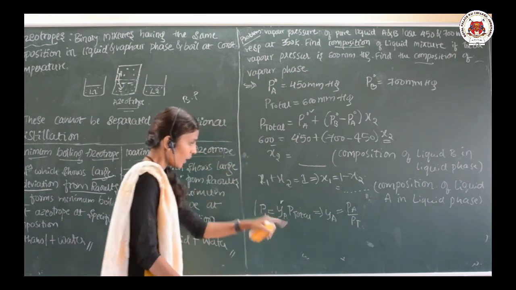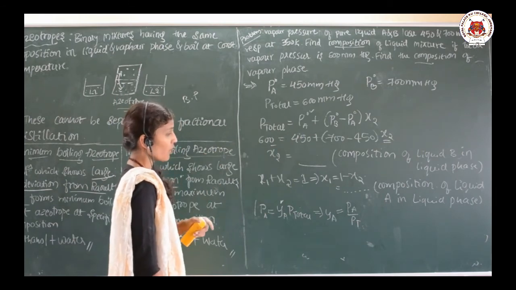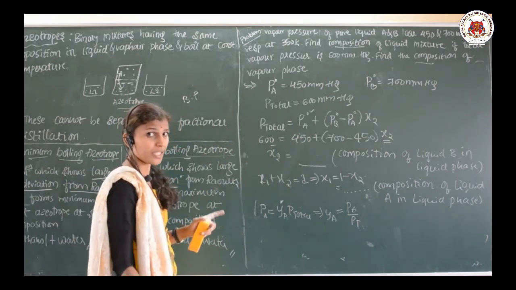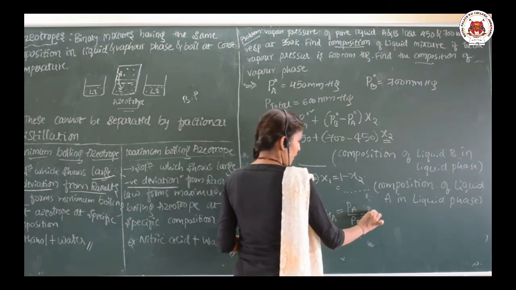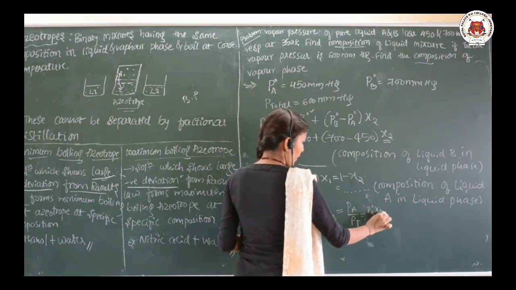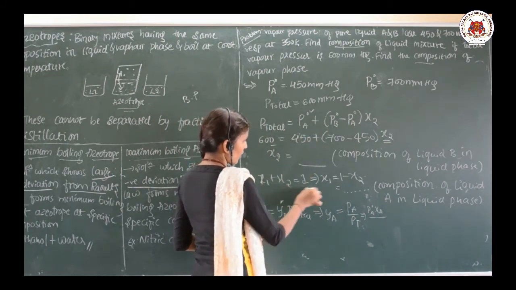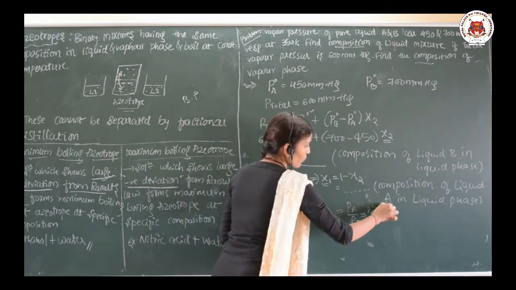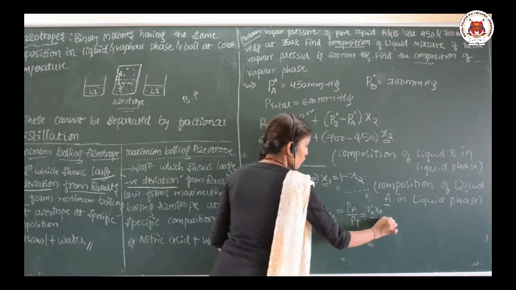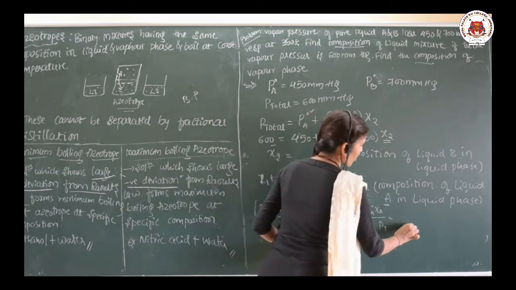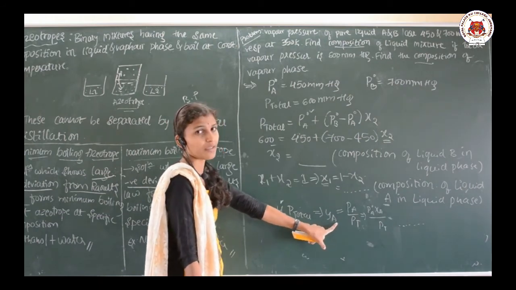Okay, I have the value of P total, which they have given, but what about PA? PA is not given directly, but this one I can write as PA naught into XA. Am I correct? XA is what you calculated here, that is X1. X1 is nothing but composition of liquid phase of A only. So you substitute all the values and you simplify it, you are going to get the composition of liquid A in the vapor phase.